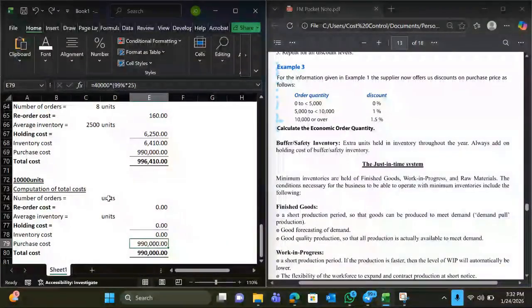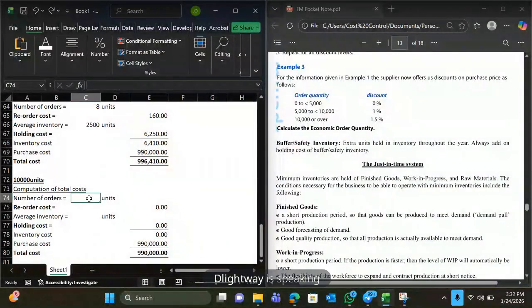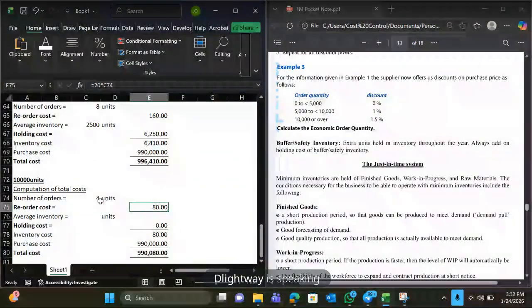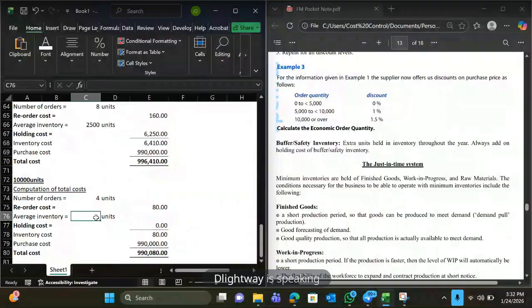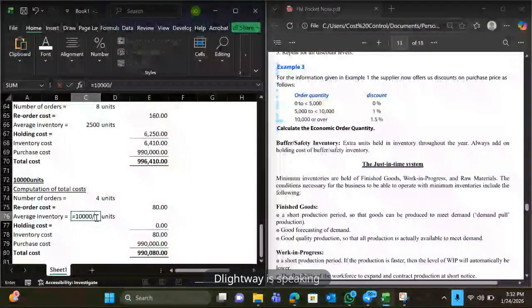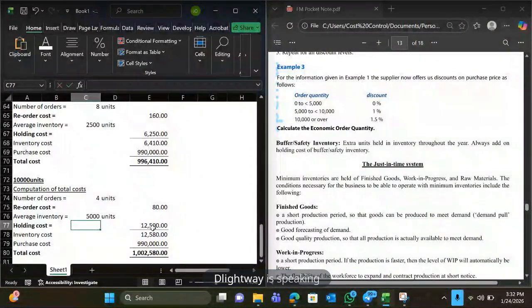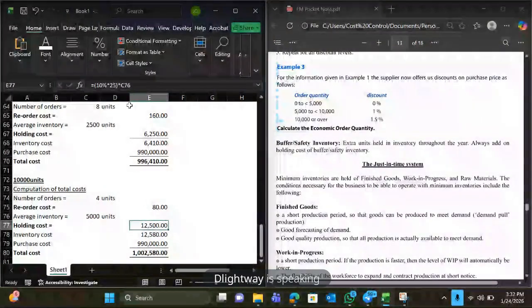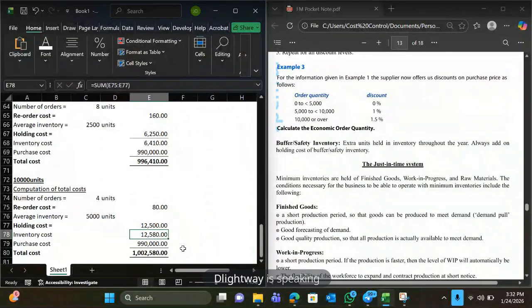For this number of orders, it's going to be 40,000, the annual demand, divided by the order quantity 10,000. That will give us 4 orders. Already, this automatically computes itself, $20 times 4. For the average quantity, don't forget, this time around it is 10,000 divided by 2, which gives us 5,000. Automatically, the holding cost computes itself because there's a formula there. Addition of both gives us 12,580.